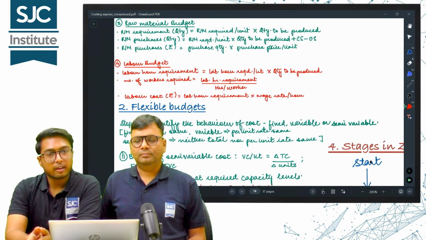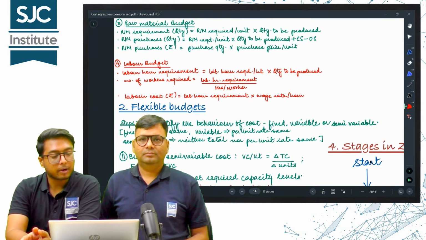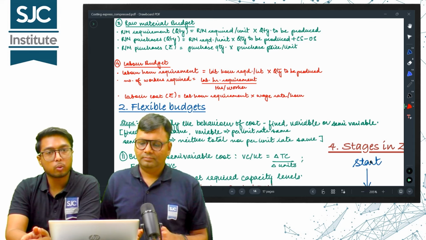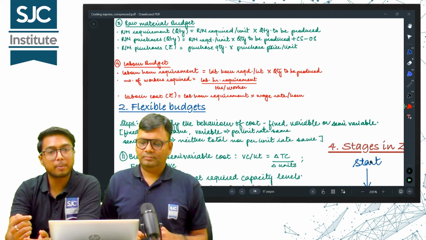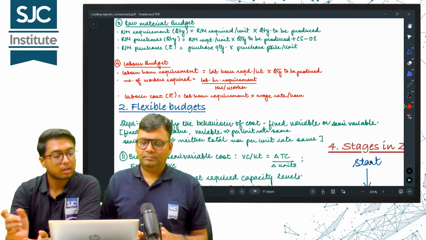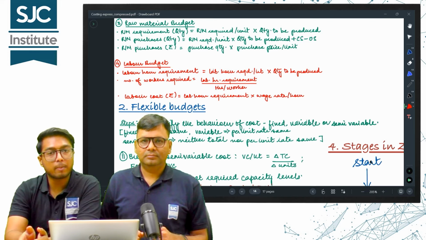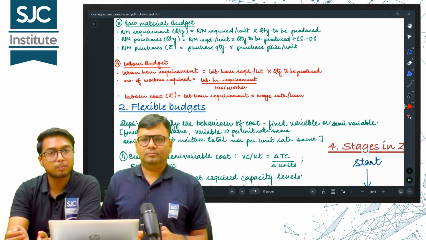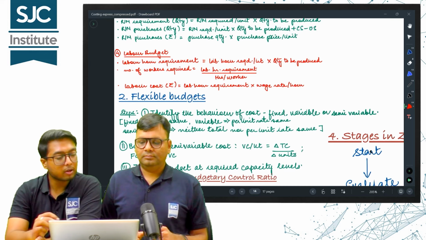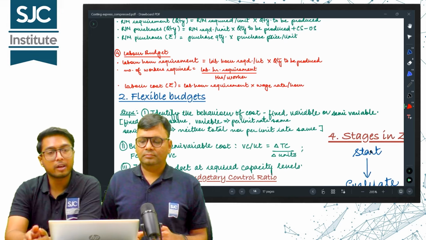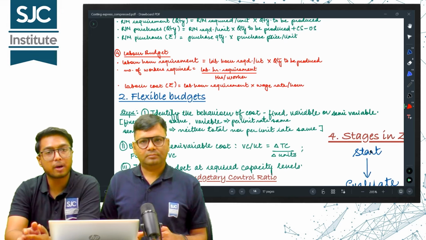Labor budget. In this, we compute the labor hour requirement. Labor hour requirement is equal to labor hour required per unit multiplied by the quantity to be produced. Now, the number of workers required is equal to labor hour requirement divided by hours per worker. Labor cost in rupees is equal to labor hour requirement into wage rate per hour.